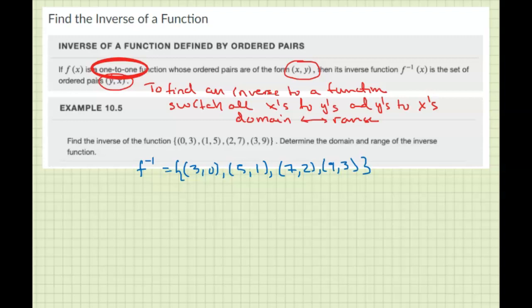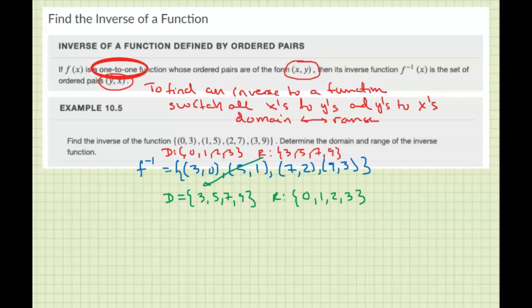Okay, so for the domain and range, the domain of the original was all the x values, which were 0, 1, 2, and 3. And the range were all the y values, which were 3, 5, 7, 9. For the inverse function, the domain and the range are switched. Okay, so this becomes the domain, 3, 5, 7, 9. And this becomes the range, 0, 1, 2, 3.